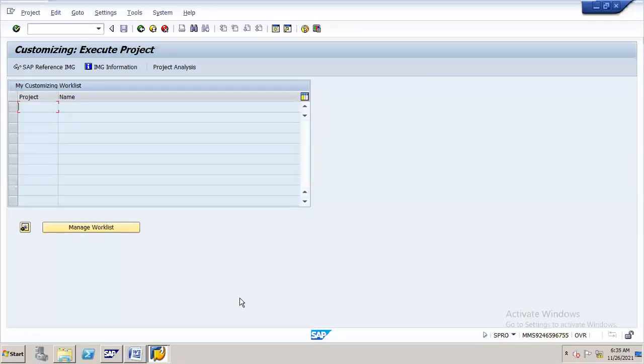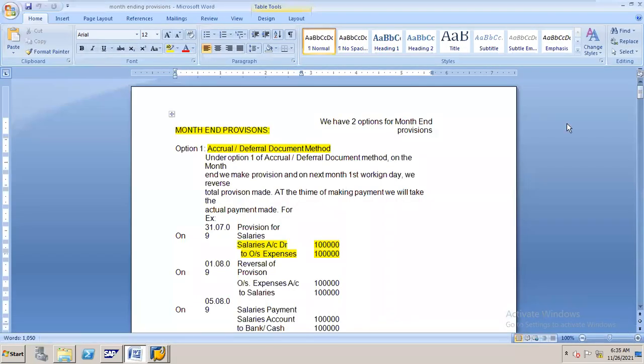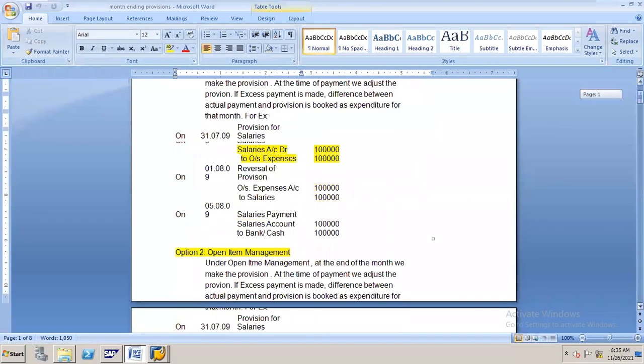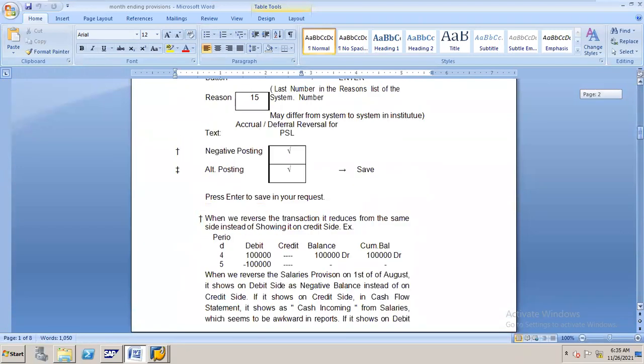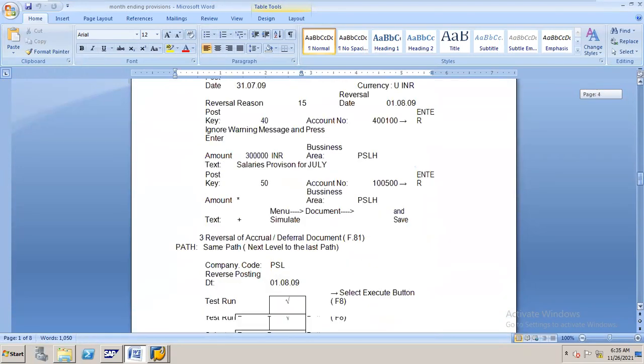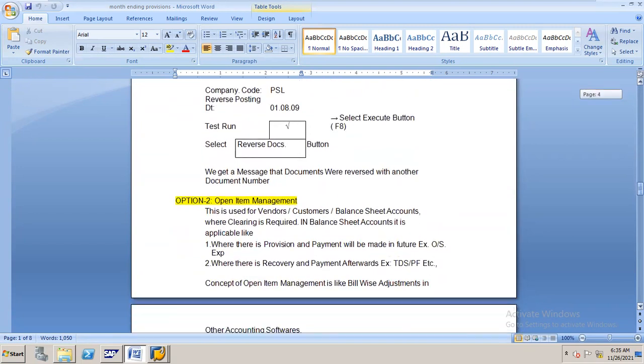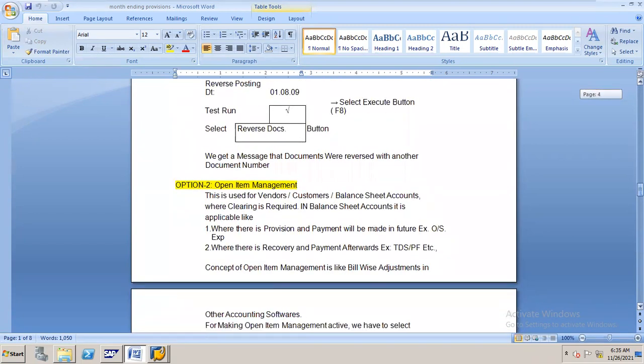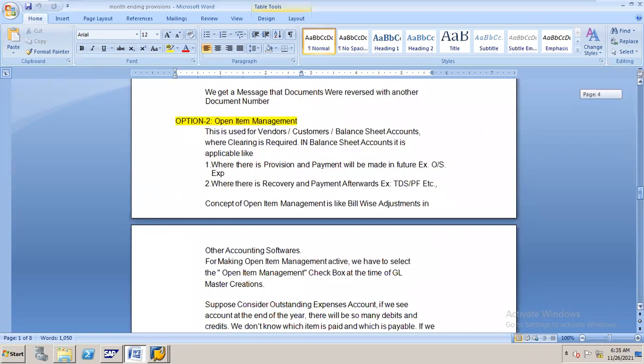So we were talking about the month-ending provisions yesterday, right? We discussed the month-ending provisions, and then I was talking about the reversal of documents. Reversal of documents means why? Once an end user posts a wrong entry, the system can't delete the document, right? Once you post an entry, the system will generate the document, and once the system generates the document, we cannot delete that. So the only option is we have to reverse that.